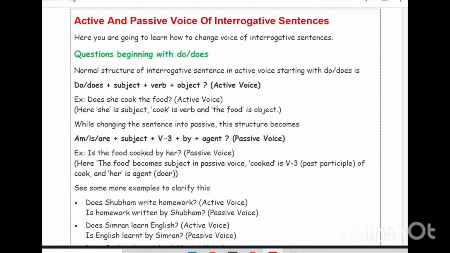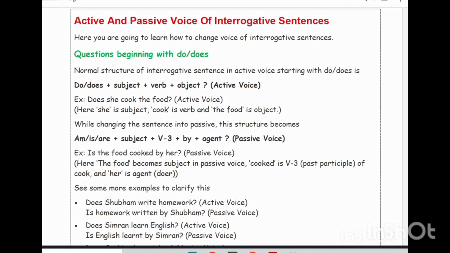Today we are going to discuss active and passive voice of interrogative sentences. As you know, interrogative sentences begin with a helping verb or with a WH word. So today we are going to do the interrogative sentences that begin with helping verbs. There are some rules we have to know, and we will give examples also to understand.